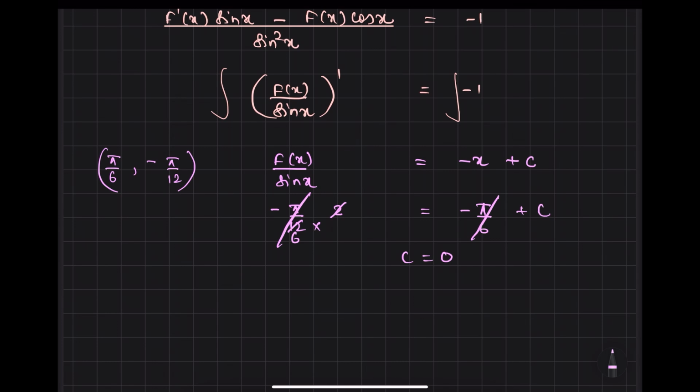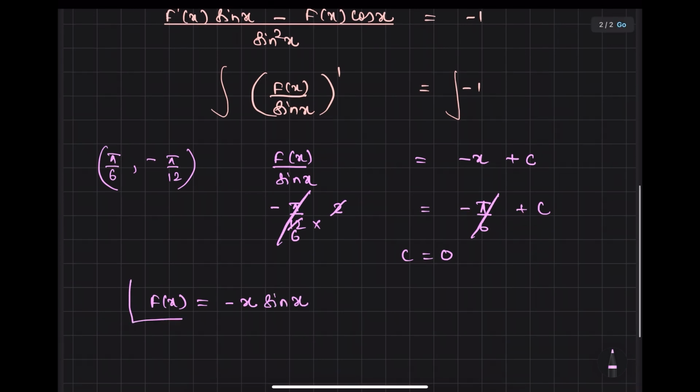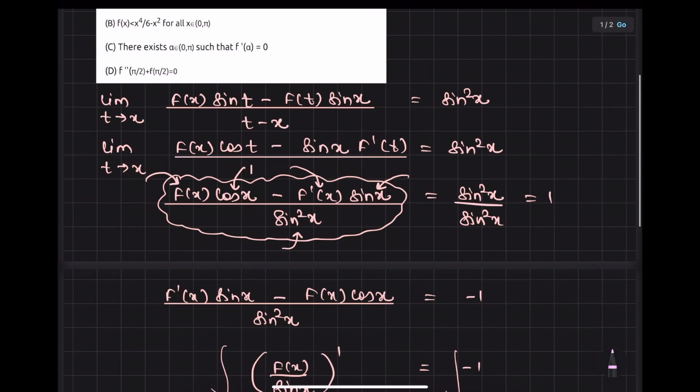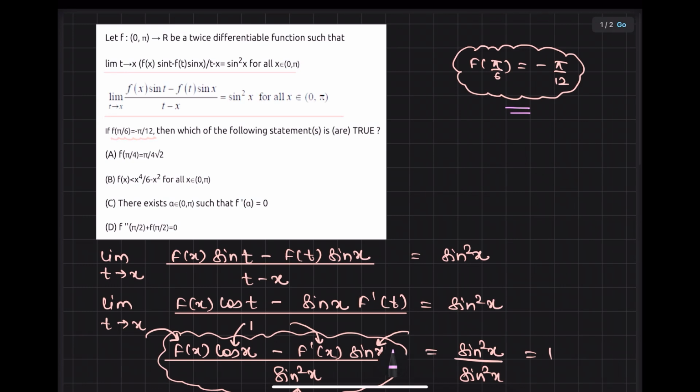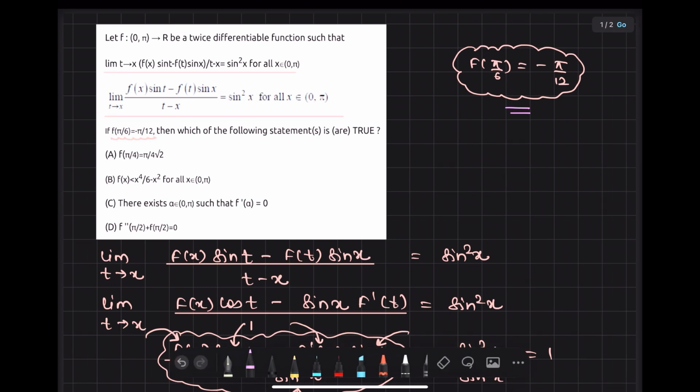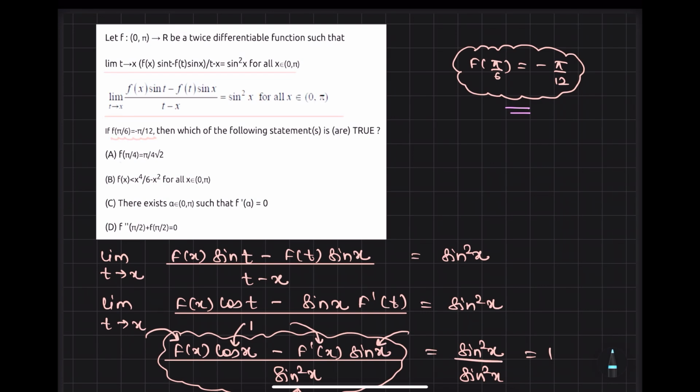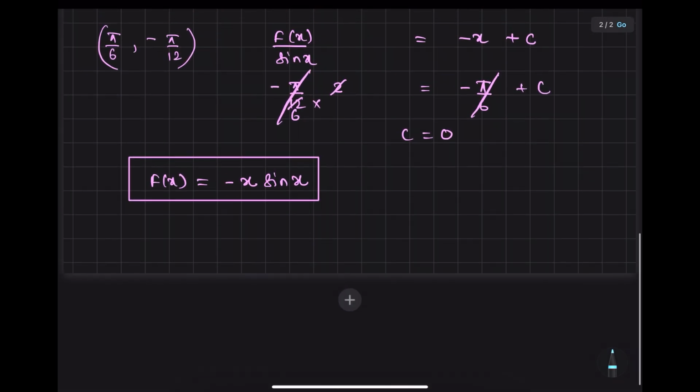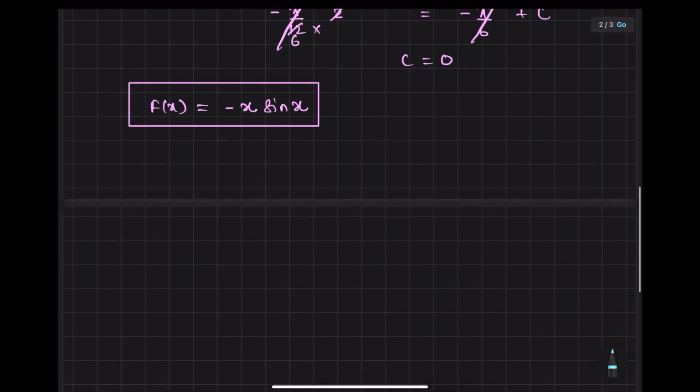So can I write our function f of x as minus x sin x? So this is our function. Now we are ready to answer anything. f of x is equal to minus x sin x. I'll use that area only. Okay. So we have f of pi by 4. So we have to find out f of pi by 4. So look at this.